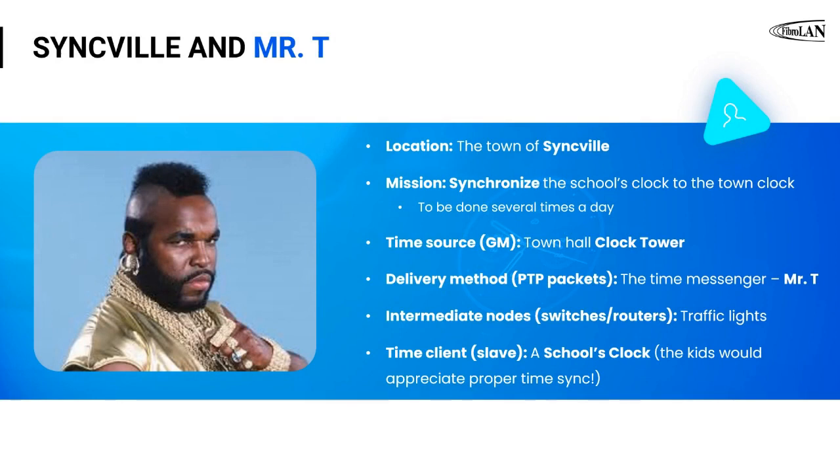In this analogy, the time source or the network grandmaster is the town hall clock tower. The delivery method representing the PTP packets is our Mr. T, the time messenger. Intermediate nodes, such as switches and routers, will be represented by traffic lights. And the client or slave device is the school's clock.